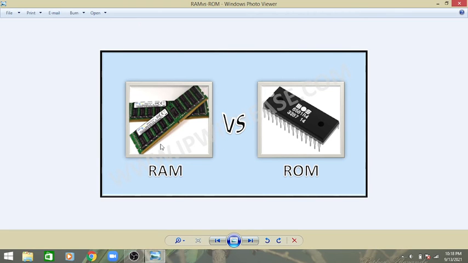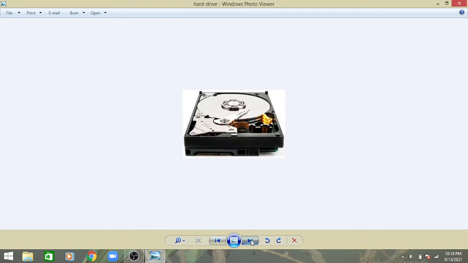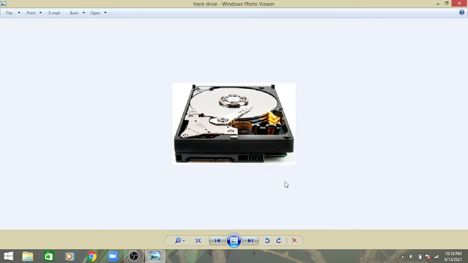This is the RAM picture, random access memory. This is the picture of ROM, read only memory. Okay, so this RAM is fixed upon the motherboard. This ROM is also inside, read only memory. Next is the picture of the hard disk. I was showing you the hard disk. So see, just have a look.